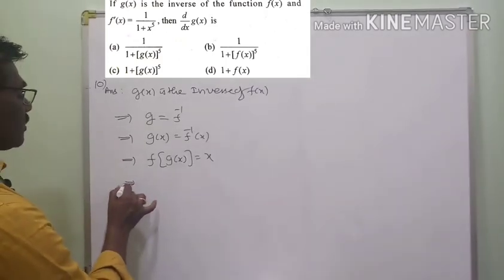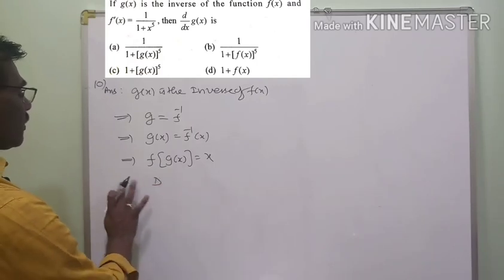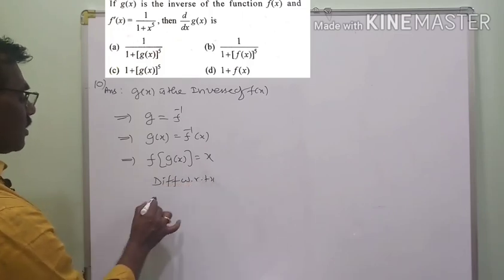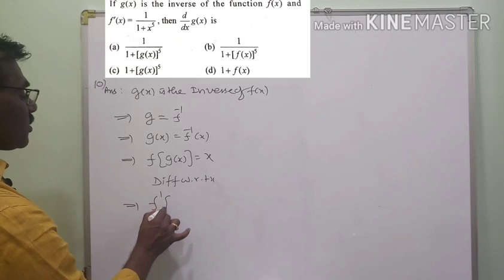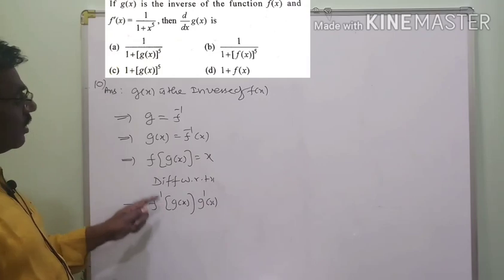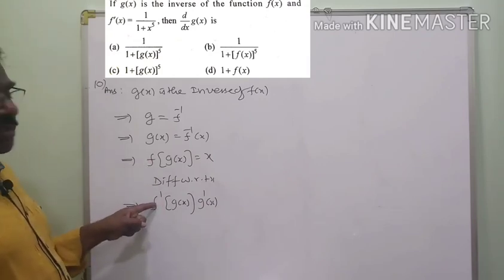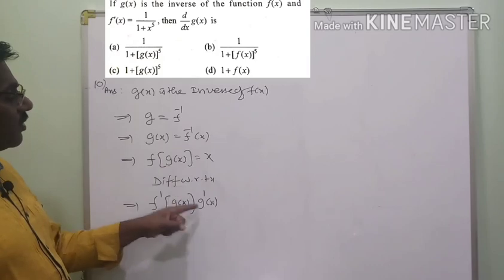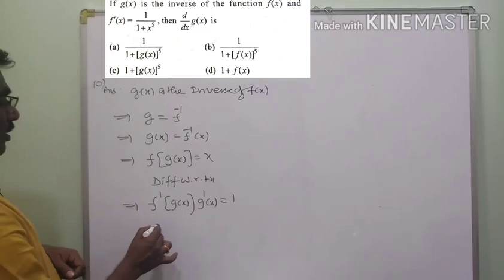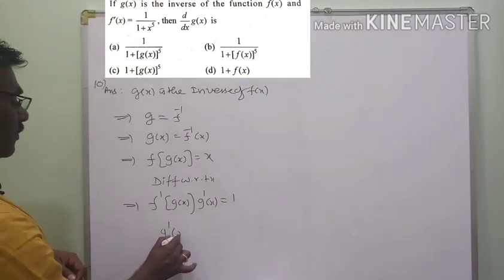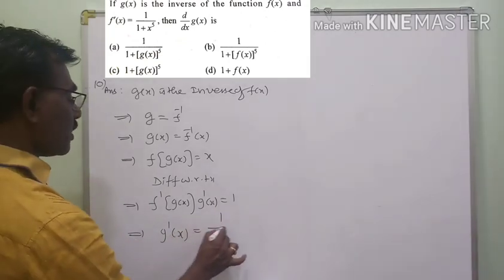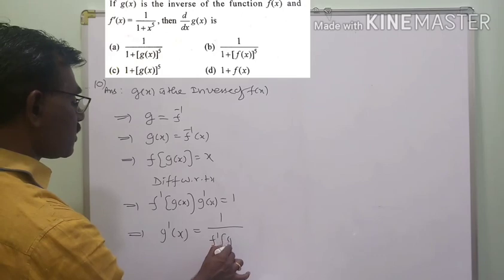So differentiate with respect to x. Differentiate f of g of x, a composite function. You take the differentiation of f of g of x: f dash of g of x times g dash of x, and derivative of x is 1. The question is asking g dash of x, which equals 1 by f dash of g of x.